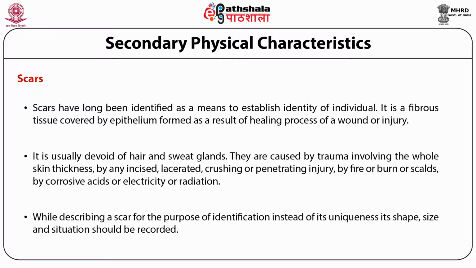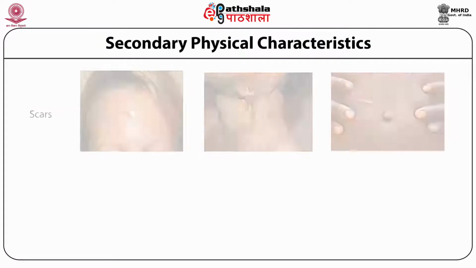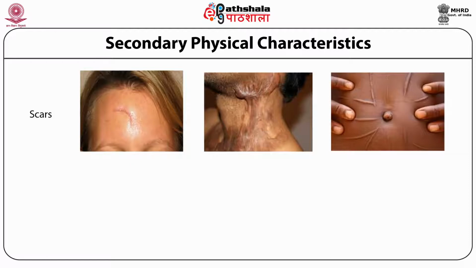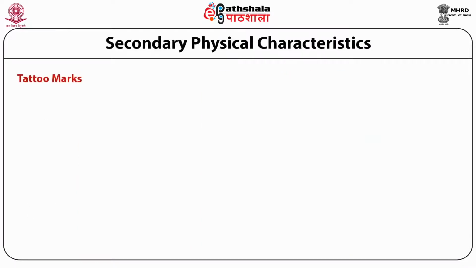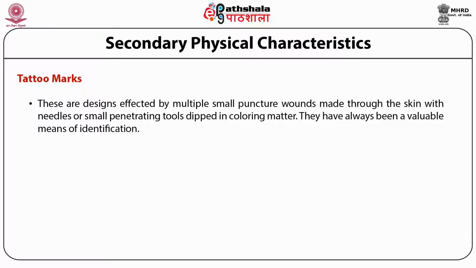While describing a scar for the purpose of identification, besides its uniqueness, its shape, size, and situation should also be recorded. The presented illustration shows different types of scars caused by surgery, wounds, or injury. The second row diagram shows different kinds of tattoo marks. Tattoo marks are designs effected by multiple small puncture wounds made through the skin with needles or small penetrating tools dipped in coloring matter.